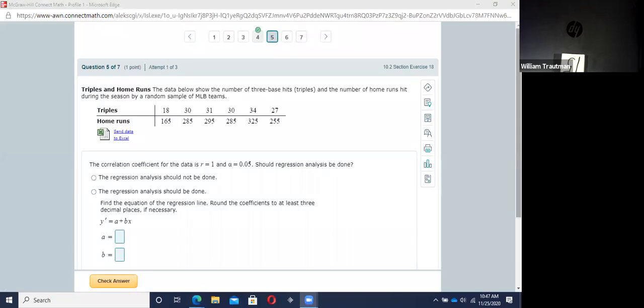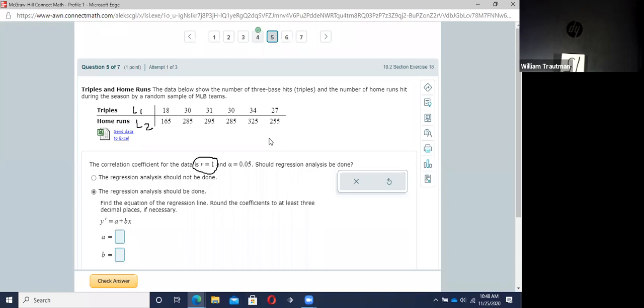So we're going to do the same thing here. This is going to be easier to type in because there's not a million decimals. This is L1, this is L2. Do you see, they even tell you what the correlation is. Should the regression be done? Yes, the regression should be done if the correlation is 1. So let's find out what the equation is now.